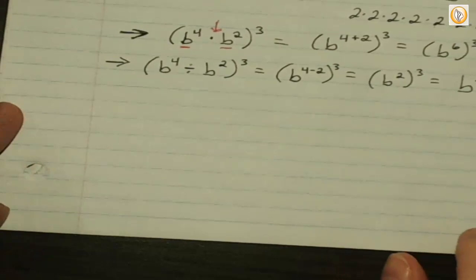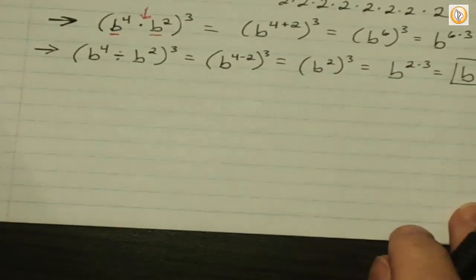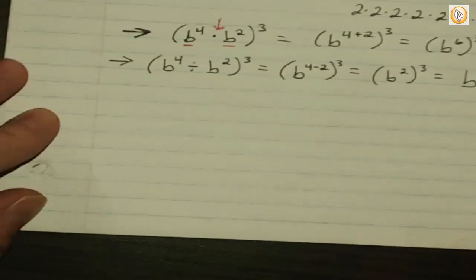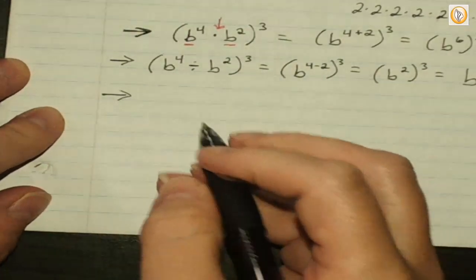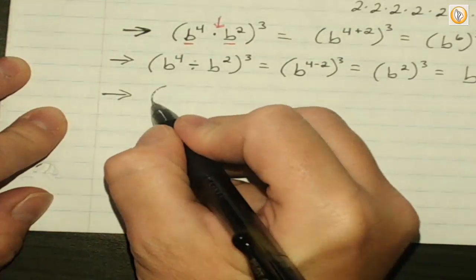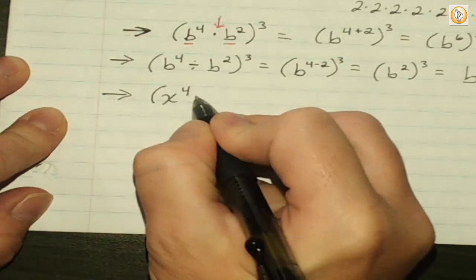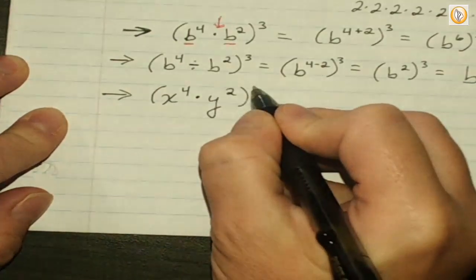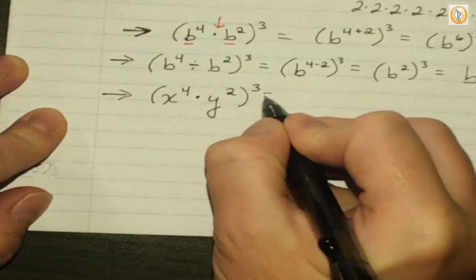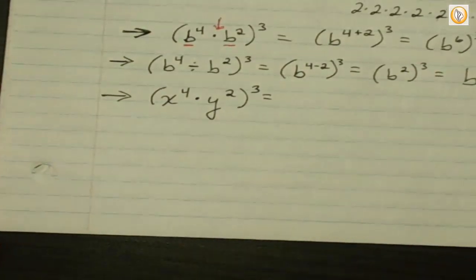Y'all are doing really good. Does everyone have this? Kelly, you got it? All right. Let's do another. How about if I have, oh, this is good. X to the 4th power times y to the 2nd power, all raised to the 3rd power. Someone different. Someone want to guess at how to do this? All right, Talia, you want to guess?